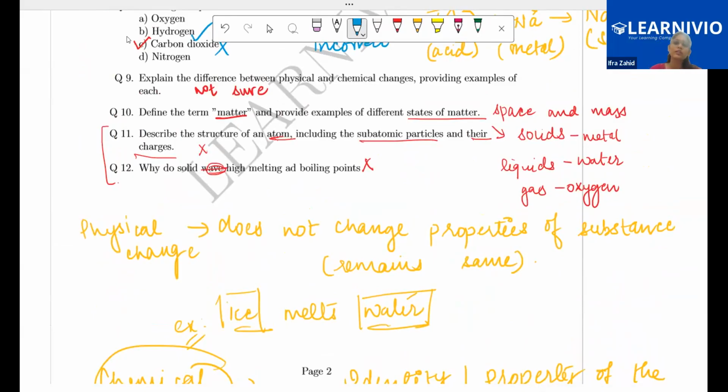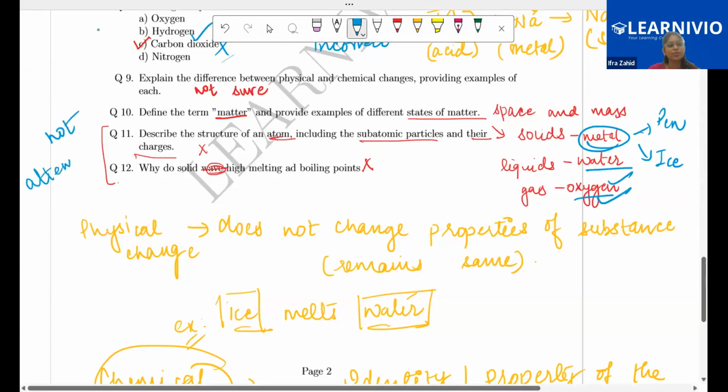You said that solids can be metals. Are you sure all metals are in solid form? No, ma'am. Go with very basic things. Solid, a pen, ice, right? Go with basic examples that surround you. Okay, ma'am. Liquid can be water, correct? Gas is oxygen, correct? Clear? Yes, ma'am.